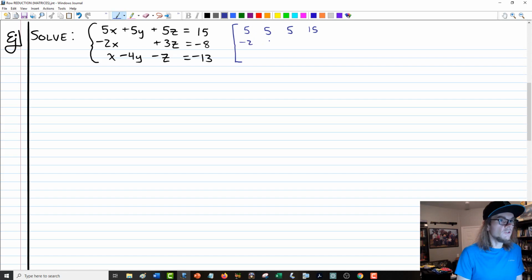Then we'll have -2, 0. I'm including a 0 there because there's no y term in that second equation. So -2, 0, 3, and -8. And then 1, -4, -1, and -13.